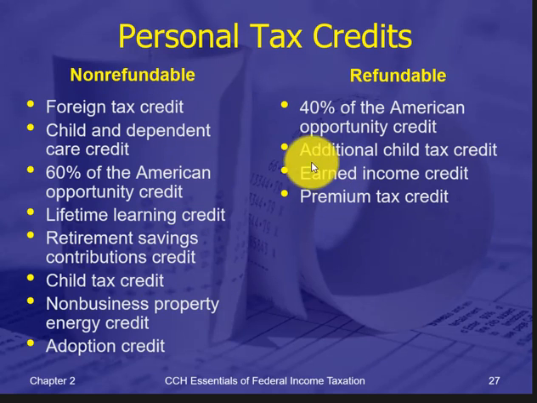These are the ones you can see. The list is much longer on the non-refundable side. You'll notice one, child tax credit, is really in both places, okay? And the American Opportunity Credit is in both places. Some of it is non-refundable, some of it is refundable, all right? But the largest number is non-refundable.